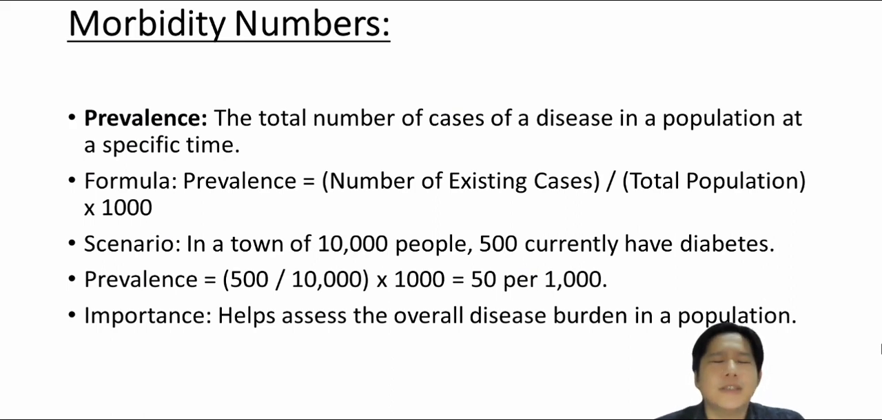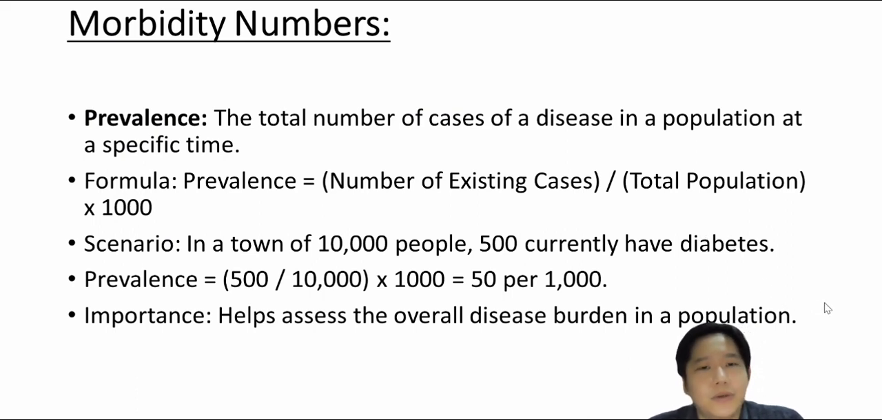The indicator is prevalence. So what is prevalence? Here we can see the prevalence is the total number of cases of a disease in a population at a specific time. The keyword is the total number. Total, yeah. So all of the cases. Here is the formula. Prevalence: number of existing cases divided by total population and multiplied by 1000. So this is the formula, right?